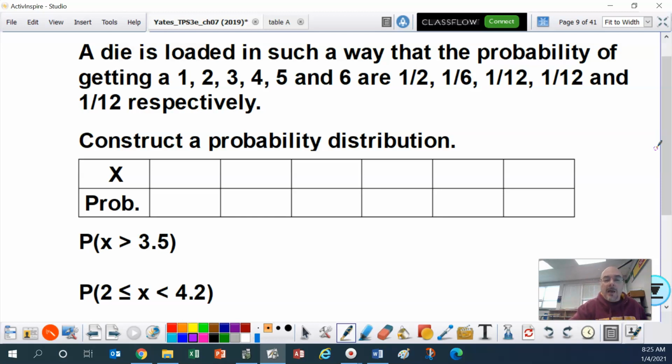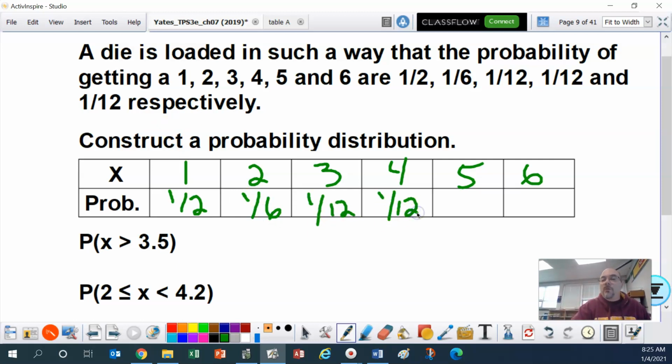So I'm going to go ahead and put in my top row, which is rolling a 1, a 2, a 3, a 4, a 5, or a 6, and then the probabilities go on the bottom. So I'm just going to leave these in fraction form this time. Okay, the probability of rolling a 1 is a half. The probability of rolling a 2 is 1/6. And then we got 1/12, 1/12, 1/12, and 1/12. Okay, let's see. 1, 2, 3, 4. I think I was missing a number in there, but I think we're good. I think that last one was 1/12.